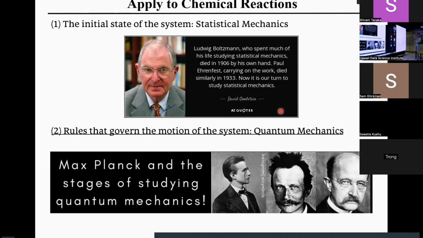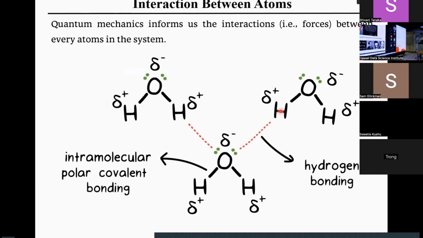Okay, this is just how challenging that field is, and really, chemists have no communication skills whatsoever at all. Okay. All right, so let's say we figure out a way to do number one, to prepare the initial state of the system. And now the question is, how do we figure out the rules that govern the motions of the system?